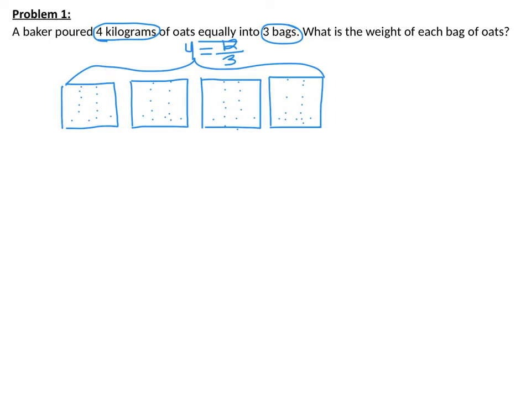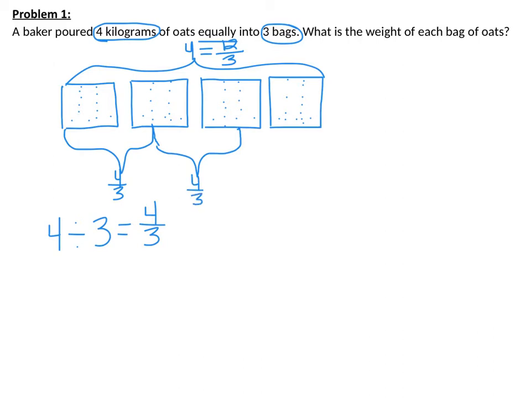So, if I have 4 divided by 3, I know that's equal to 4 thirds. So to make each bag, I must have 4 thirds. So those are 2 thirds and 2 thirds, which equals 4 thirds. And then I have 1 third plus 3 thirds, which is equal to 4 thirds.